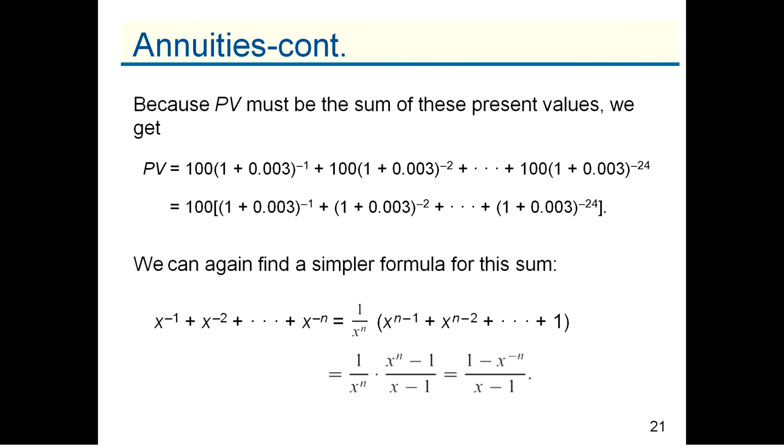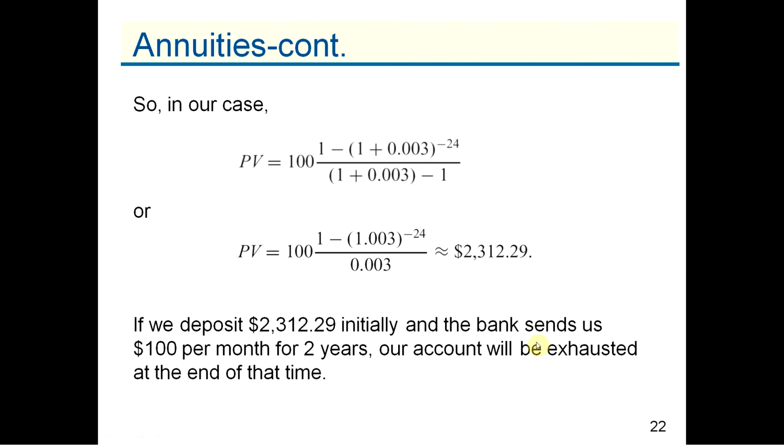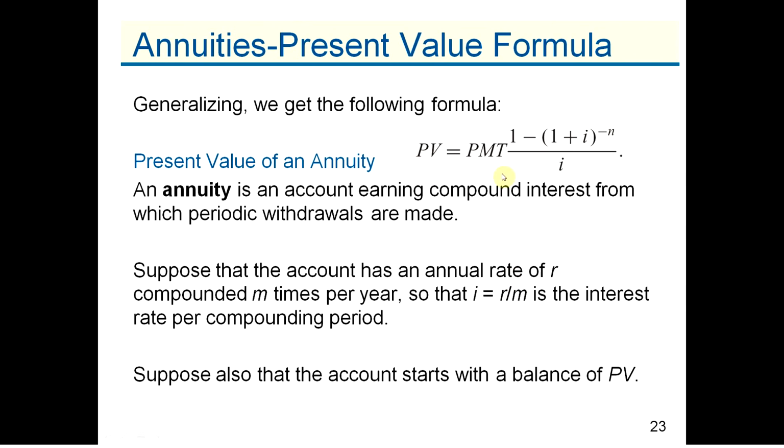Now you're not going to have to do that manually. All right, so here once again we've found the summation that works for this. But in our case, what we end up with is this. If we've taken all the values and added them up, we get $2,312.29. So what does that mean? That means if we deposit that much initially, the bank will send us $100 per month for 2 years, and we'll have $0 left. Now the formula with the variables looks like this.